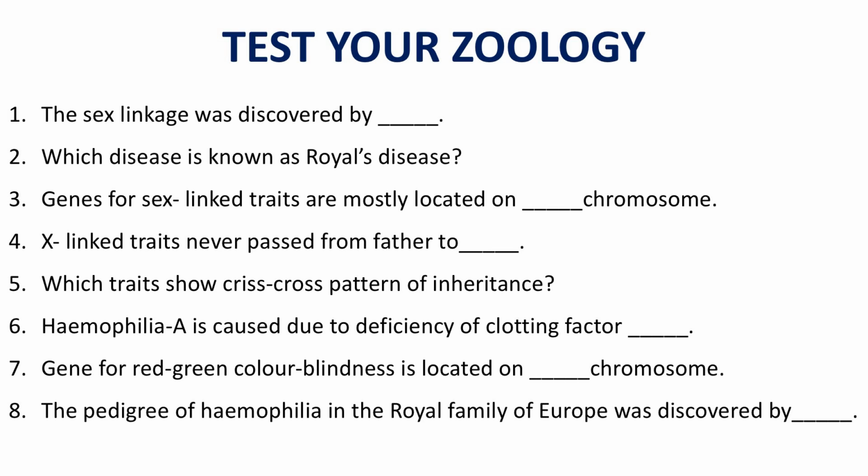Who discovered sex linkage? Linkage was discovered by Bateson and Punnett, but the sex linkage was discovered by T.H. Morgan, father of experimental genetics, popularly known as the fly man, right? Then the next question, which disease is known as Royal's disease? You know, hemophilia or the bleeder's disease is known as Royal's disease, as Queen Victoria of England was a carrier of this disease.